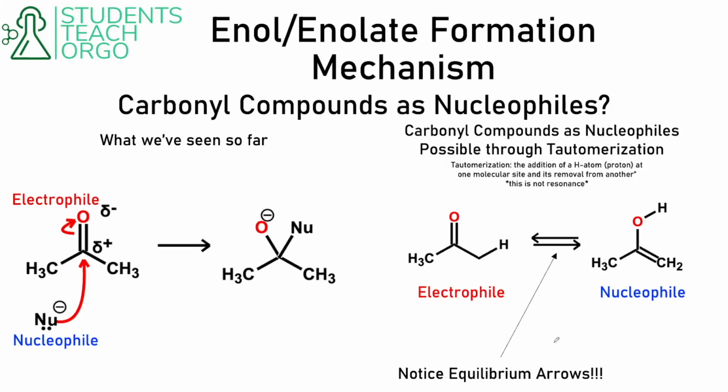And another important thing to point out here is that the enol form and the carbonyl form interconvert. And so there's this equilibrium. And so whenever I show you these two forms, especially in aqueous solution, I'll have that equilibrium arrows there to show that it goes back and forth.